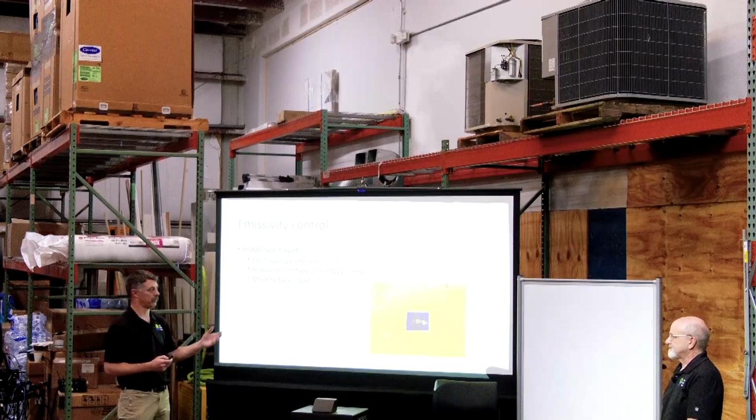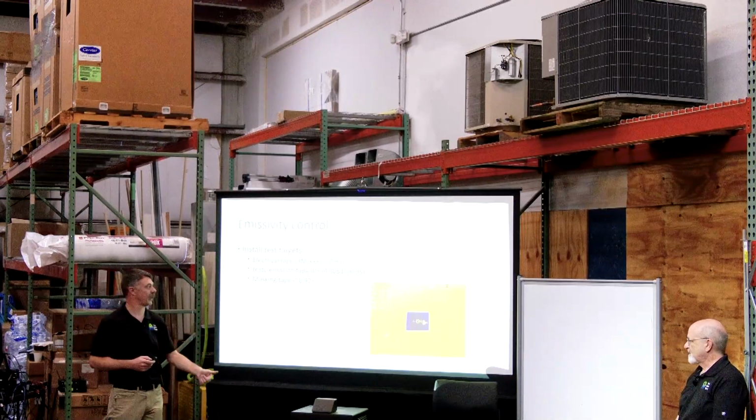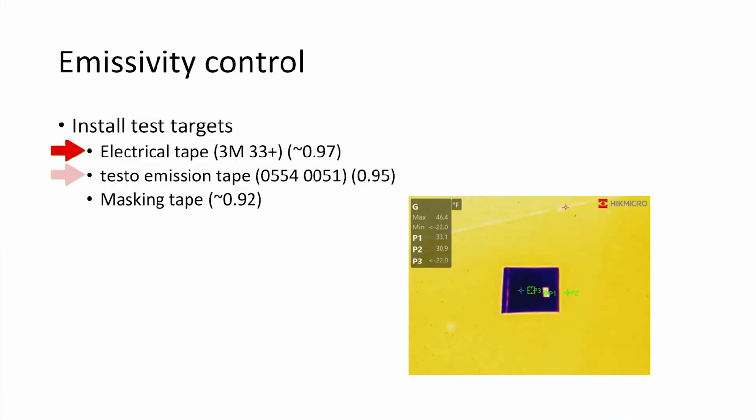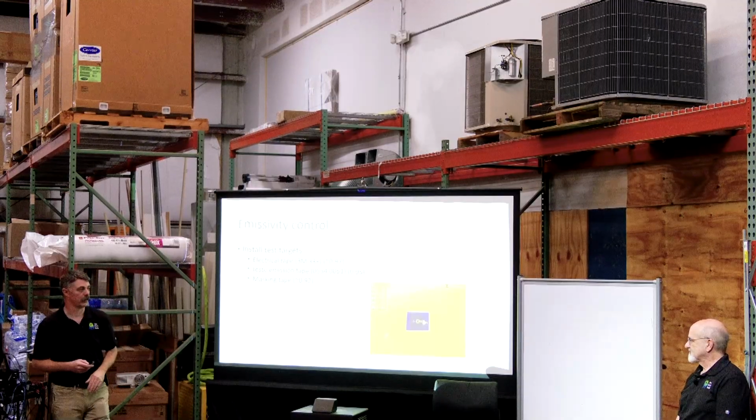So if you want to measure a pipe temperature or a window glass temperature or something like that, that's a really good place to use that electrical tape or emission tape. Again, the masking tape, I put it on here because it's listed as that 0.92, but I wouldn't actually recommend it because of how it responds to, and it allows that surface behind it to affect the reading in some ways.